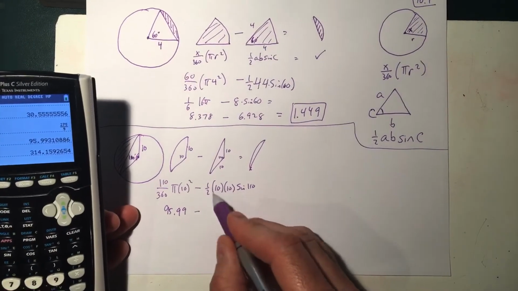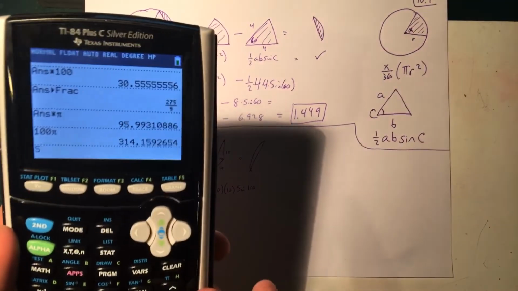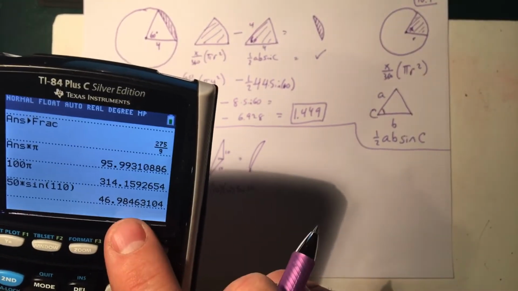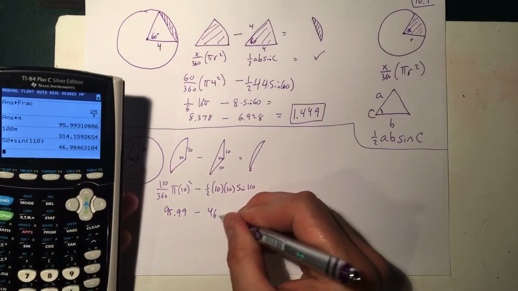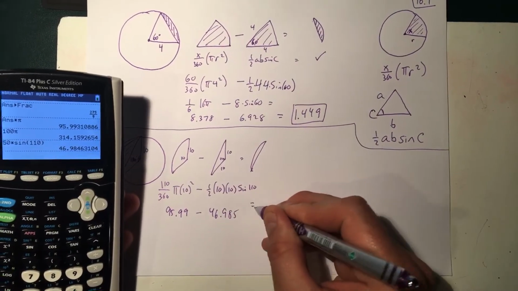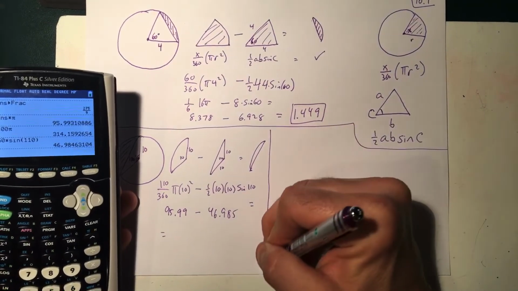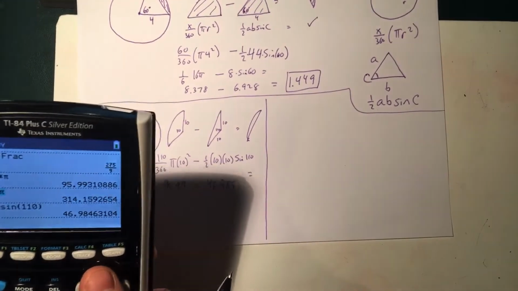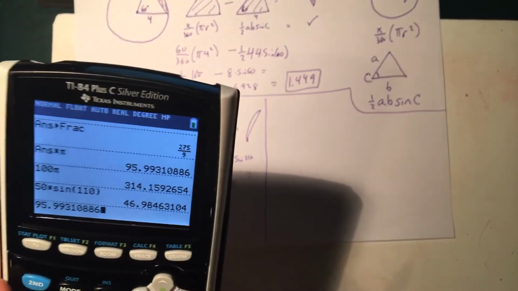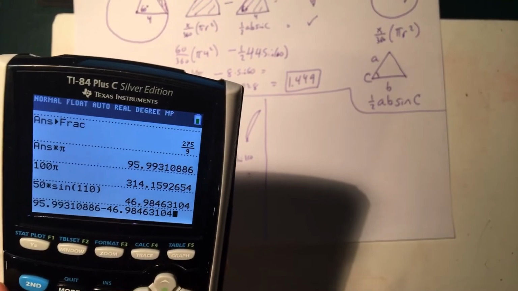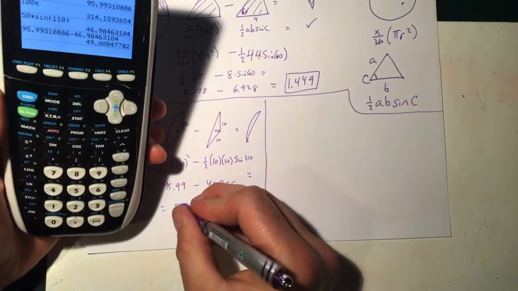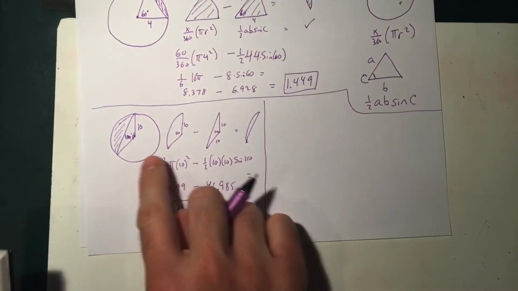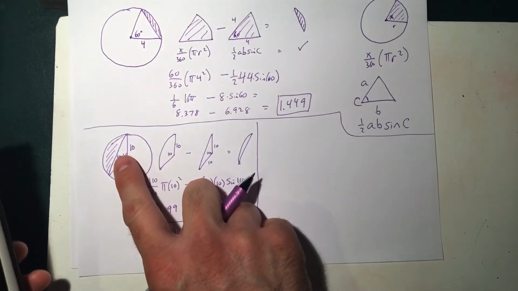But then 100 divided by 2 is 50. So 50 times the sine of 110, 46.92, 98, I mean. So this ends up, I'm just going to do this. This ends up being, using my handy dandy calculator, this minus this is 40. Whoa, that's kind of pretty. 49.008 is the area of that. That's kind of a big answer, but that's a big region, which is cool.